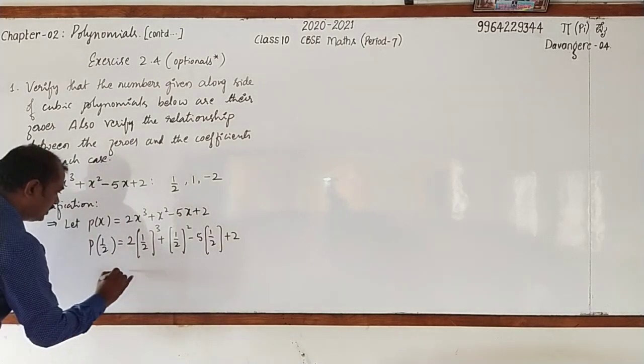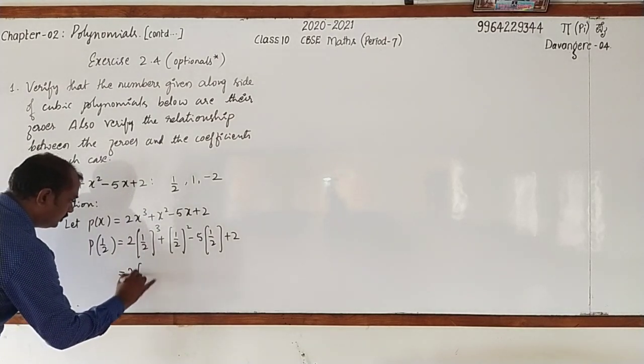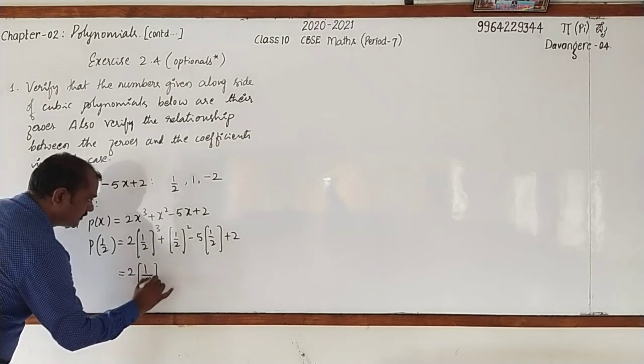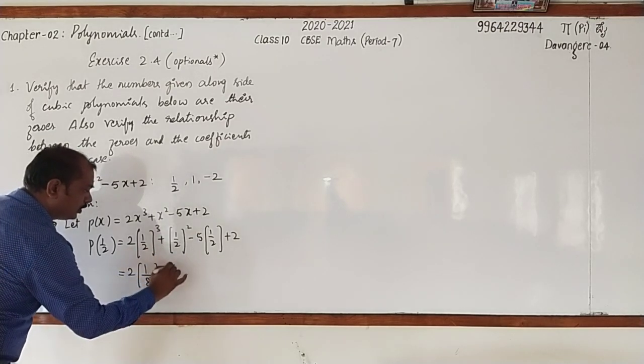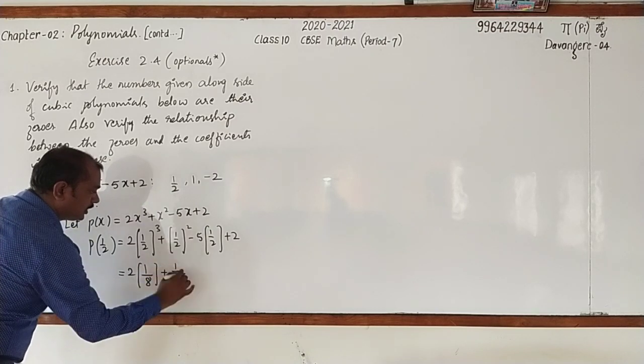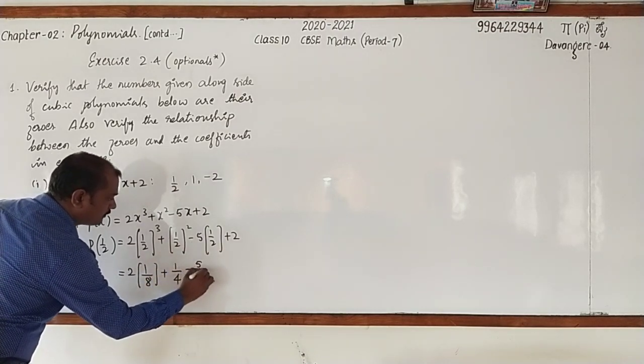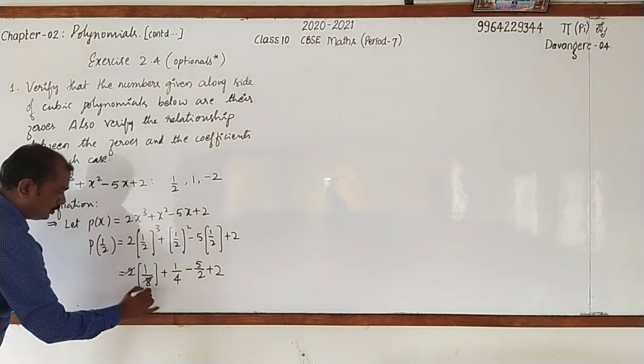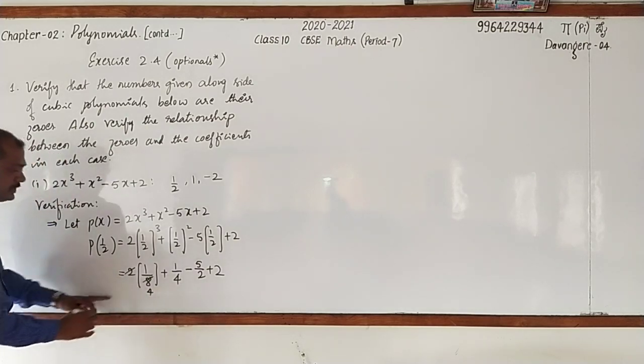This is equal to, here 2 into, apply cube. 1 cube is 1, 2 cube is 8. Plus, apply square to both. 1 by 2 square means 4. Minus 5 ones are 5 by 2 plus 2. Now 2 ones are 2, 4s are... it is 1 by 4.